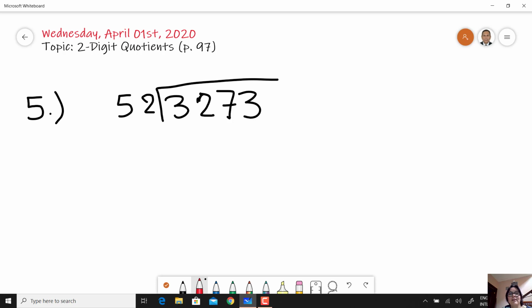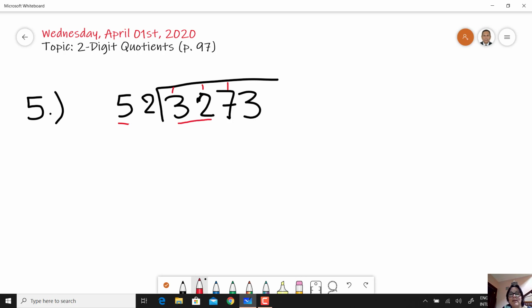Number 5 says 3,273 divided by 52. How many numbers in the divisor? 2. So we are going to take 2 from the dividend. But what happens? 32 is less than 52. So we are going to take another one. So now we have to find a number that you can multiply by 52, and it has to be 327 or close to 327. But we do not know the timetable of 52, so we are going to use only number 5. And from here we are going to use 32.